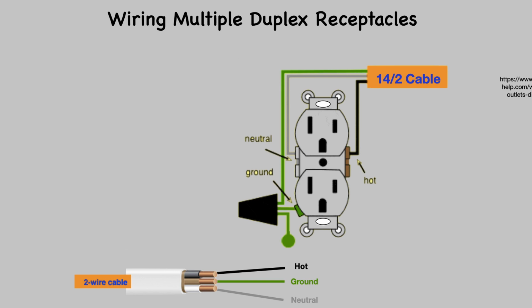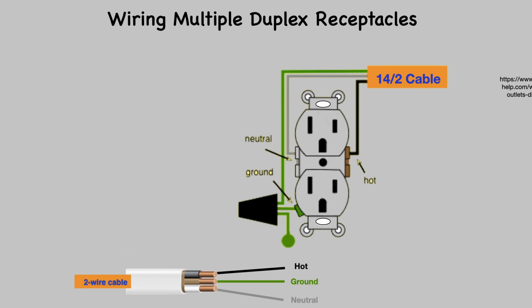The hot wire screw is usually brass in color. The neutral screws are usually silver in color. The ground screw, of course, is usually and always green in color. This receptacle can be found in the living room, bedrooms, and other wall outlets. One of these may be controlled with a switch and/or wired to other outlets in the circuit.